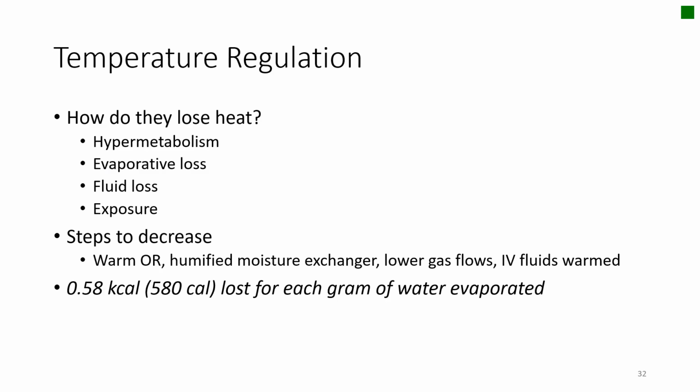So how do these patients lose heat? Why do they lose heat? They're in a hypermetabolic state, they have evaporative loss, and they also have fluid loss, and they have exposure. Steps to decrease this would be a warm OR, a humidified moisture exchanger, using lower gas flows, and that will help to decrease the evaporation that is lost through the respiratory tract, as well as warmed IV fluids.